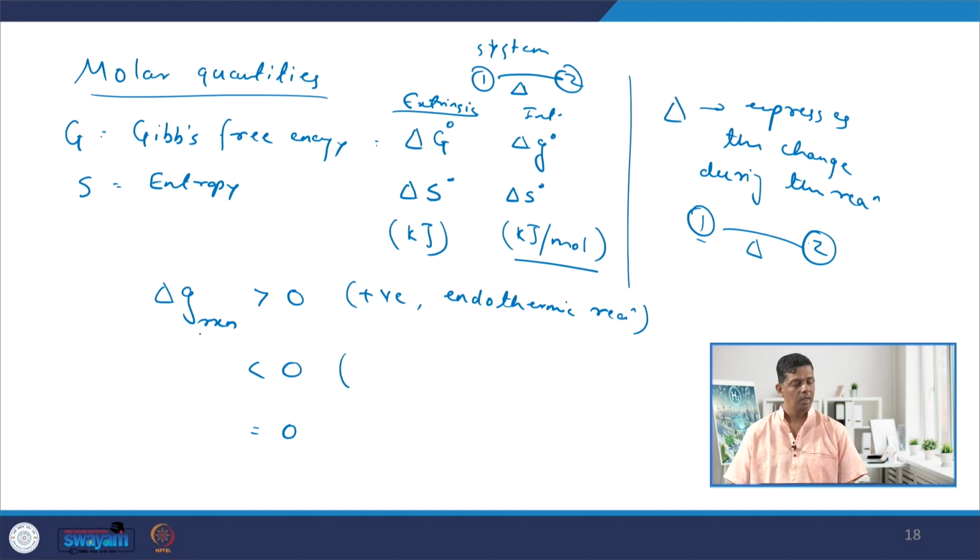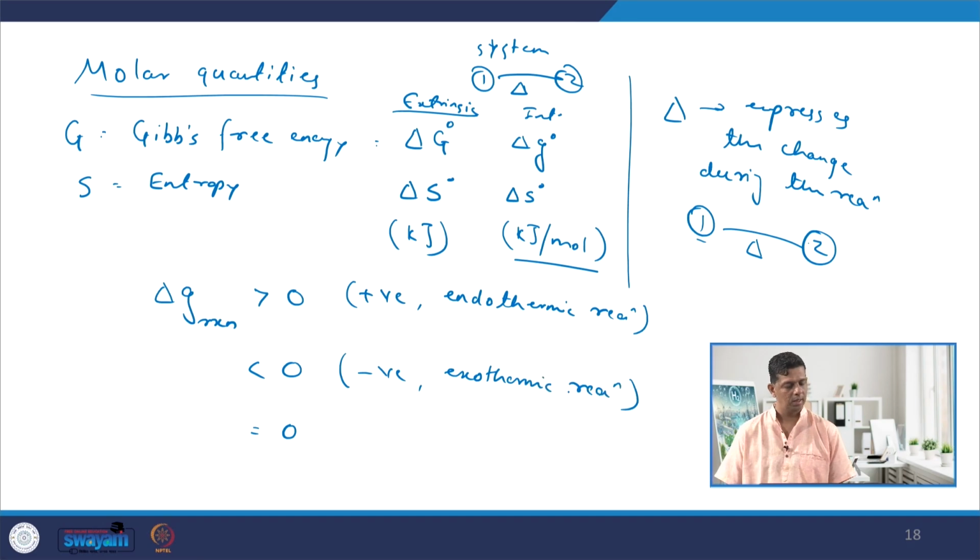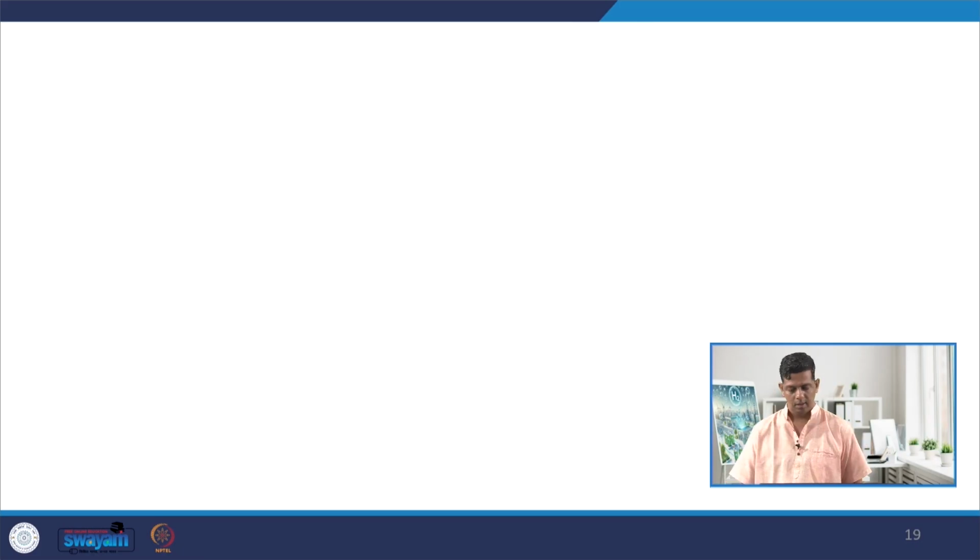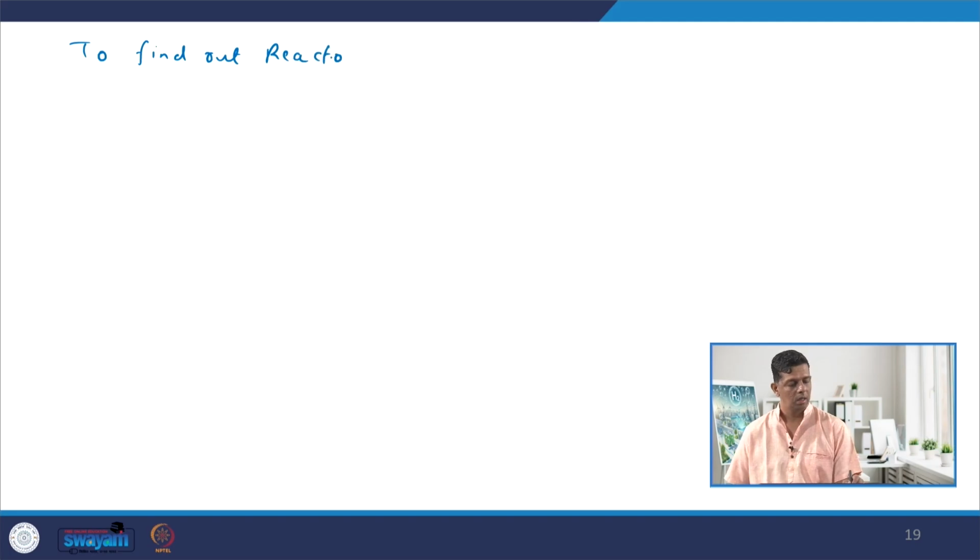When the Gibbs free energy is less than 0, it is negative, it means it is exothermic reaction, and when it is 0, it is reversible, right. So, how do we find out this enthalpy of the reaction? How do we find out this Gibbs free reaction? Let us understand that. So, let us write to find out the reaction enthalpies.